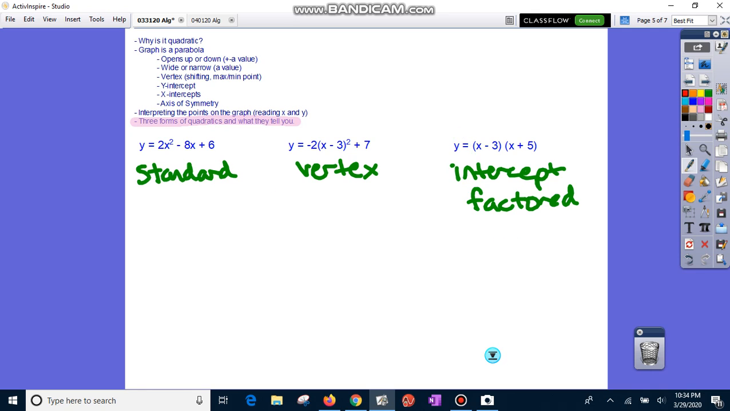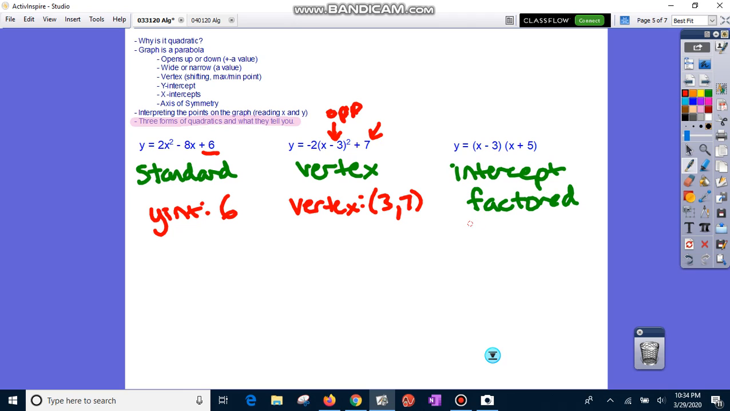Standard form is going to tell you the y-intercept, and that is always the last number, the constant that's by itself. Our y-intercept here is 6. Vertex form, just like the name tells you, is going to tell you the vertex. In this case, this vertex is 3, 7. It's the opposite of what you see in here, and it's the same as the 7 that's on the outside. So that's where those are coming from.